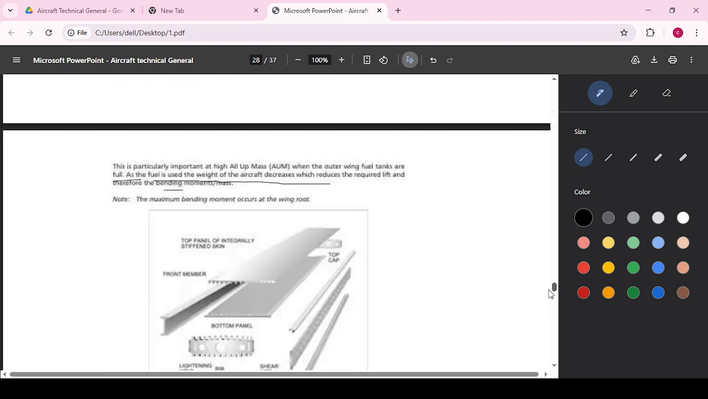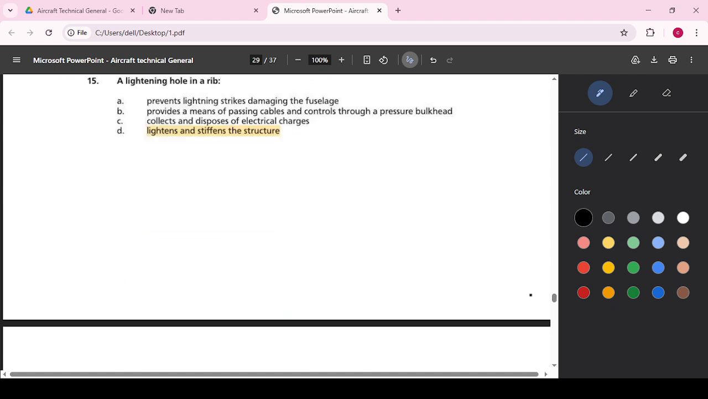So, question 15. What is a lightning hole in a rib? It prevents lightning strike damaging the fuselage. There is nothing in the airframe which prevents lightning striking and damaging the fuselage. B.